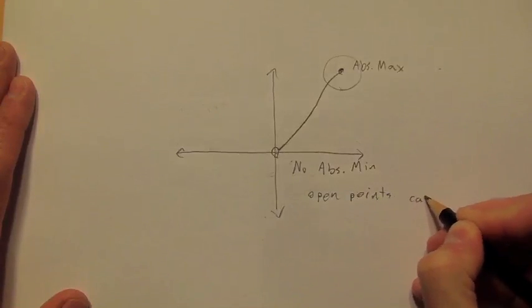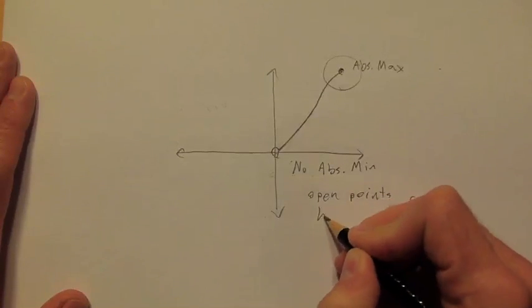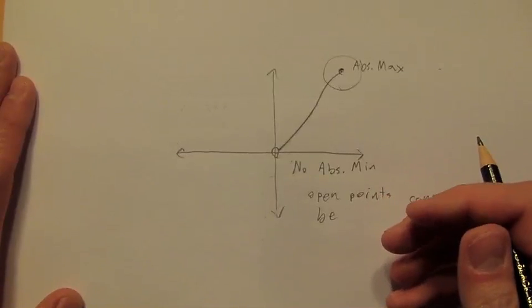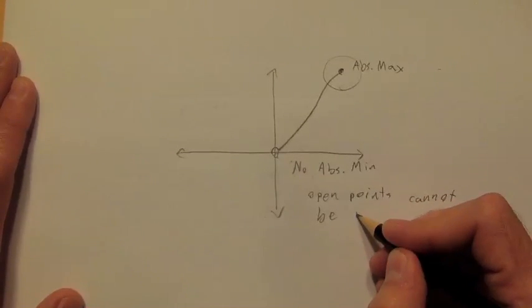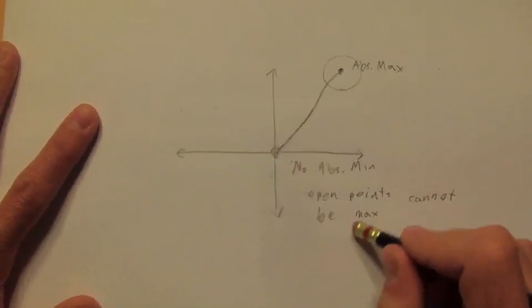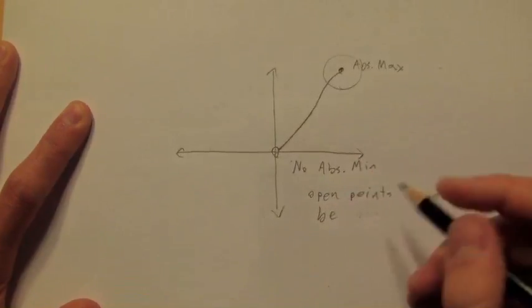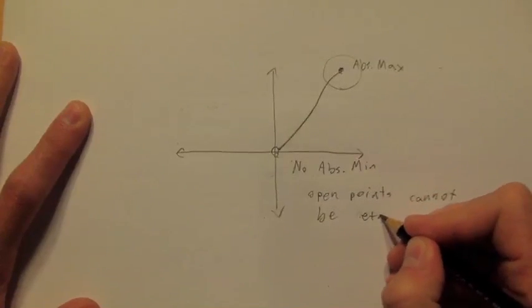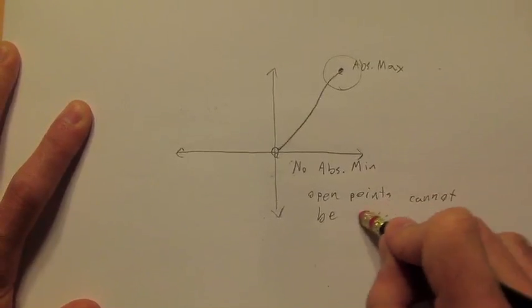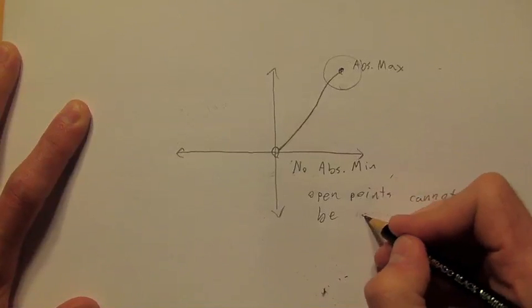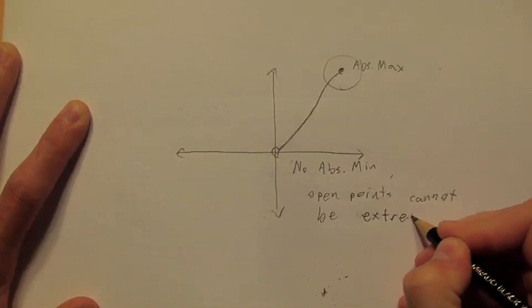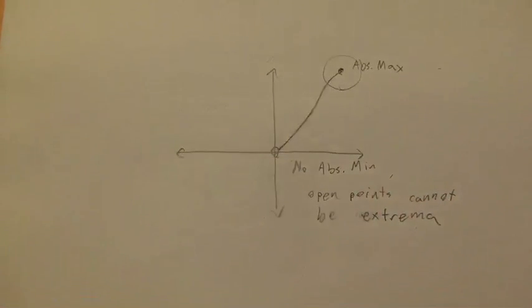So keep in mind that open circles, open points, right, cannot be extrema. So I'll just say, I've done this twice in a row now, extrema, which is a word that just accompanies both.